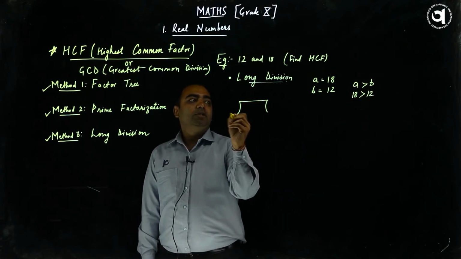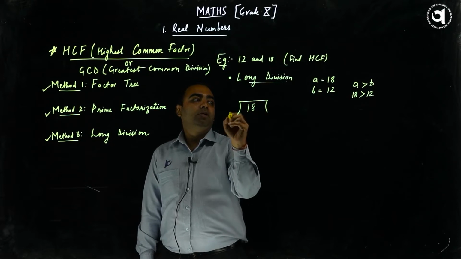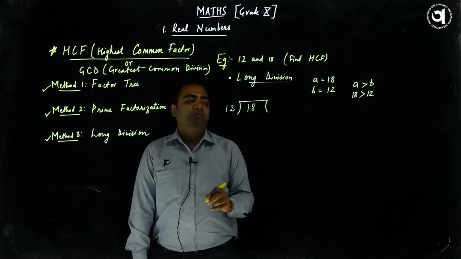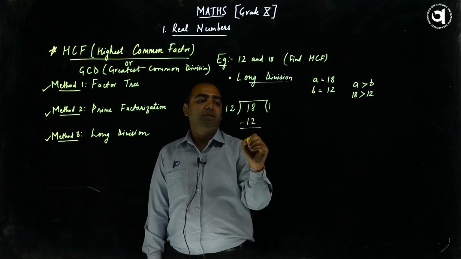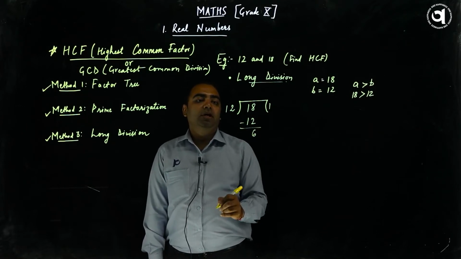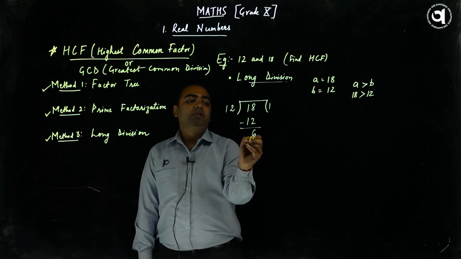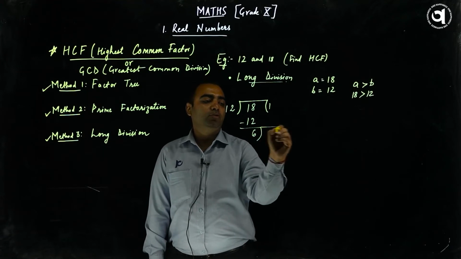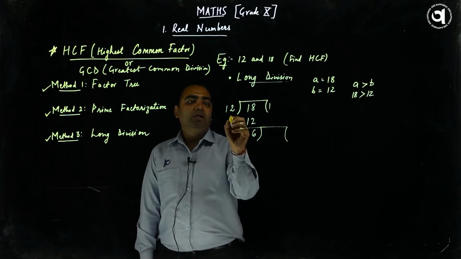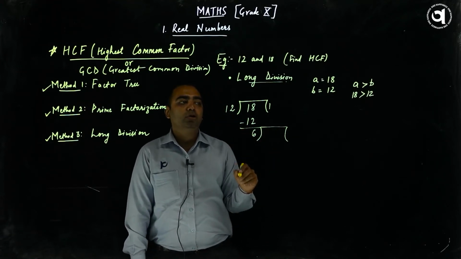Now let's keep this. So say for example 18 will be here and 12 will be here. If I want to solve this question, we can write 12 ones are 12, subtraction, so it will be 6. Now as you can see this number is smaller than the number which is outside, so what we will do is continue the division. Whenever we continue the division, that is called the long division method.